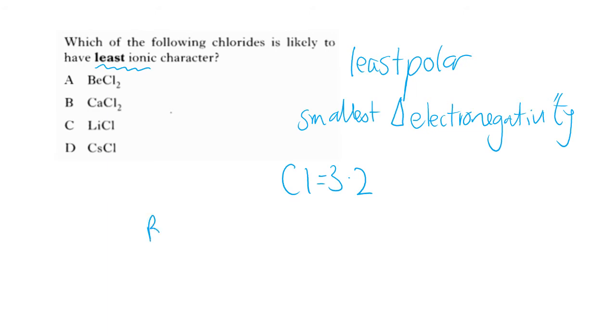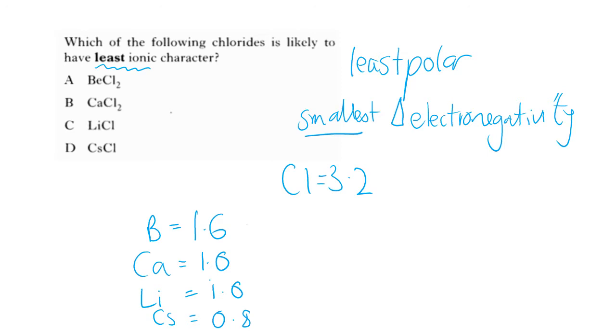So beryllium has 1.6, calcium has 1.0, lithium is also 1.0, and cesium is 0.8. So our smallest difference is going to be between 1.6 and 3.2, which means that beryllium chloride is our least ionic. If you'd been asked for the most ionic, that would have been cesium chloride. So always read the question carefully.